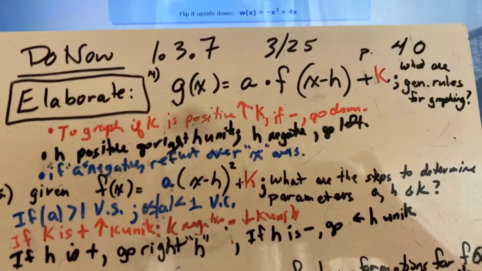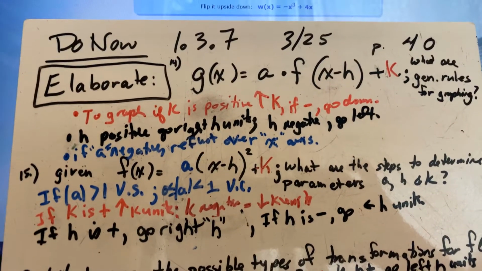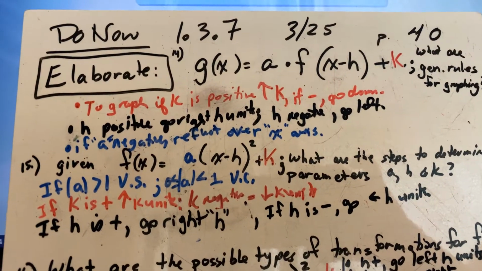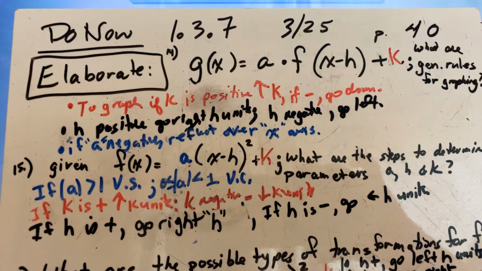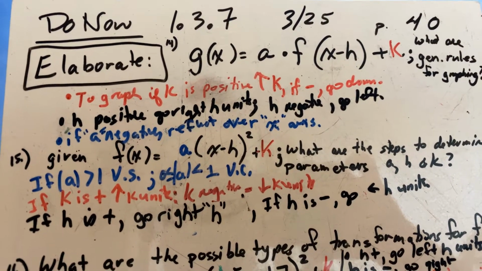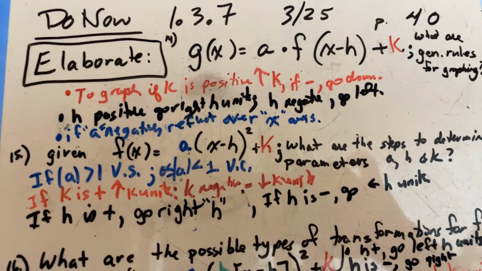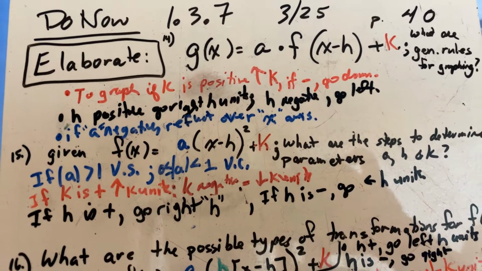Hi everyone, this is a review of the Do Now from 3/25, and in your Google Classroom it's called 1.3.7. This corresponds to page 40, and this is the Elaborate towards the bottom of that workbook. So we have to do problems 14, 15, and 16. This is relatively simple.